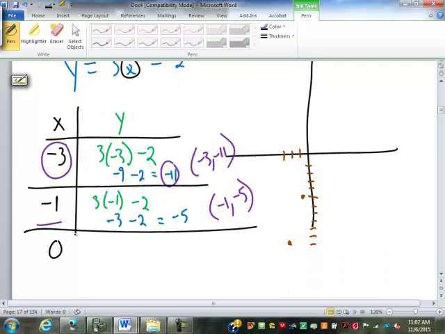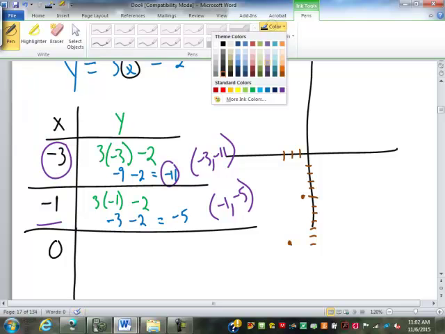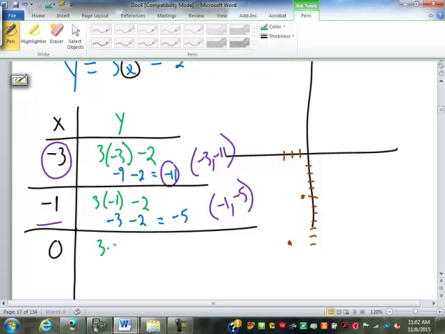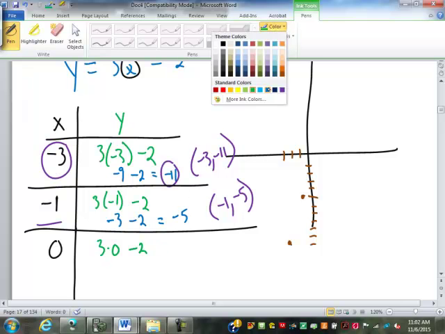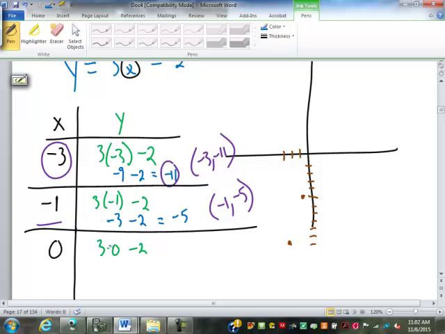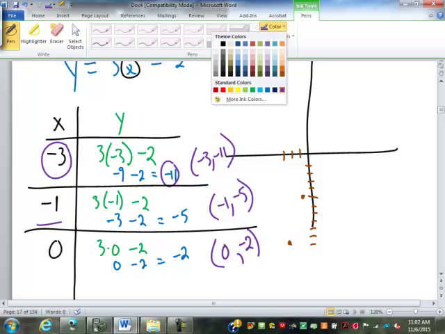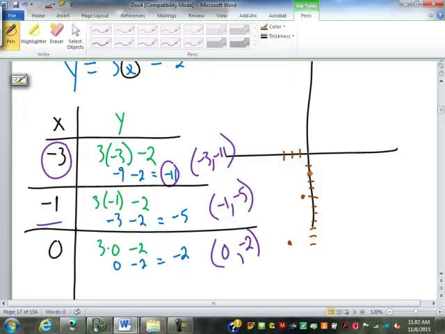So we might pick 0. I always like using 0 for x because that's usually pretty easy to do. 3 times 0 minus 2. Well, 3 times 0 is 0. Minus 2, -2. Giving us the ordered pair 0 and -2. Perfect. So that puts us at 0, -2, right there, right on our axis.